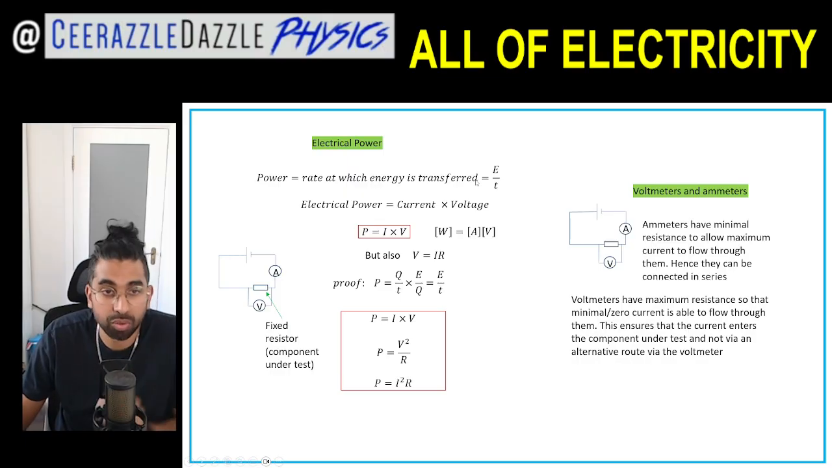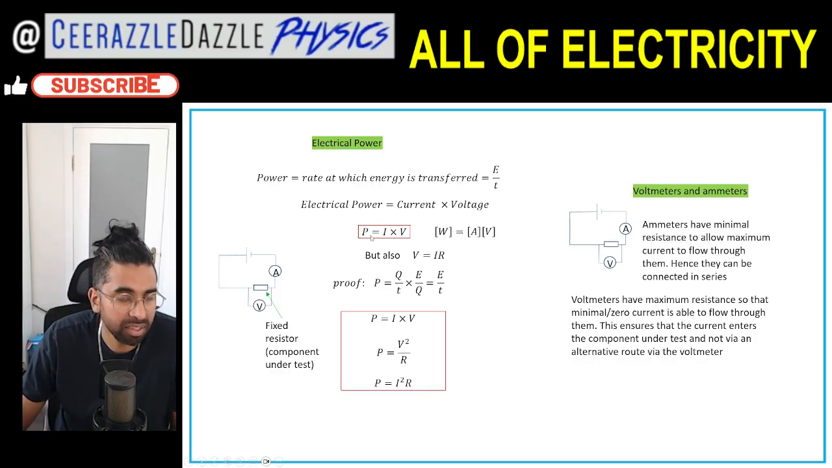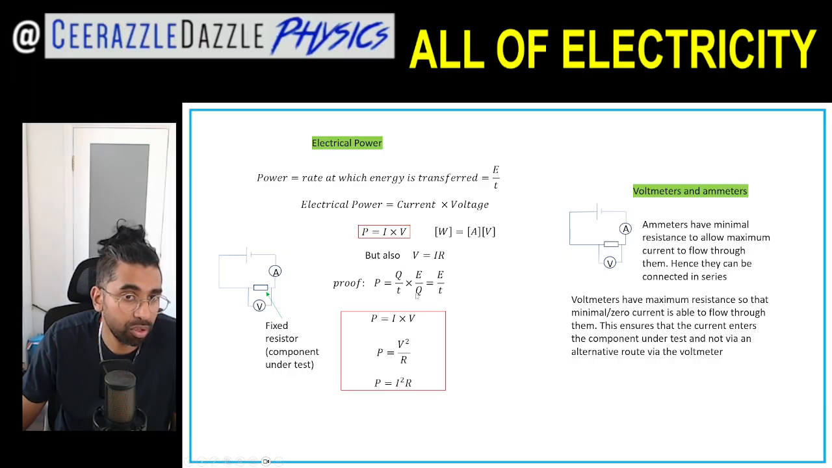Electrical power is equal to current times by the voltage. Why? Because P is equal to I times by V. Yes? And what is current? Current is Q over T. Voltage is energy per unit charge. Therefore, look, Q cancels out. It's going to be E over T. So power is E over T, which is I times by V.